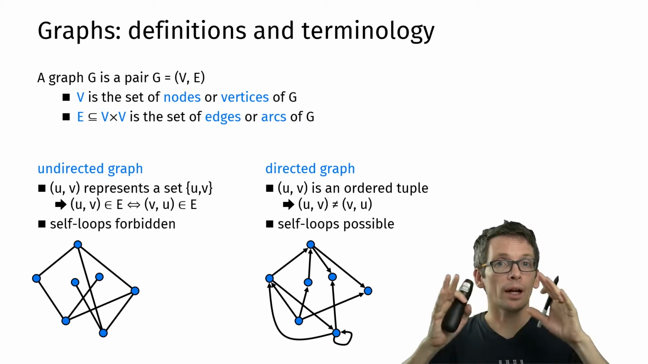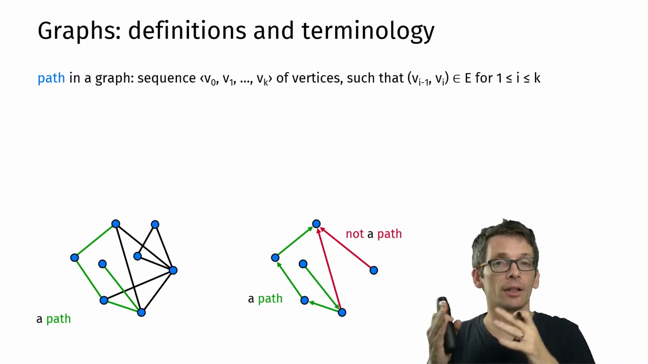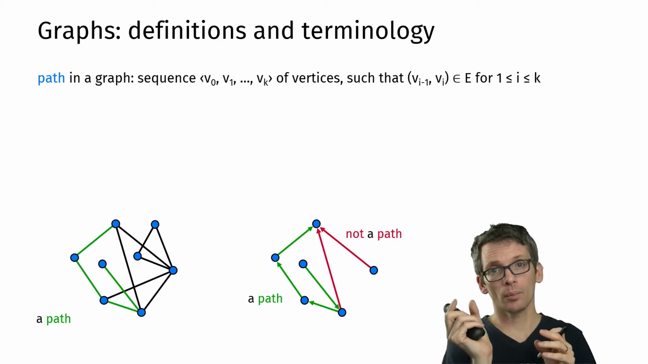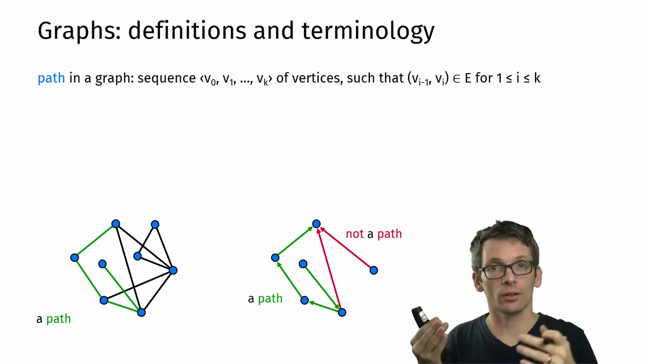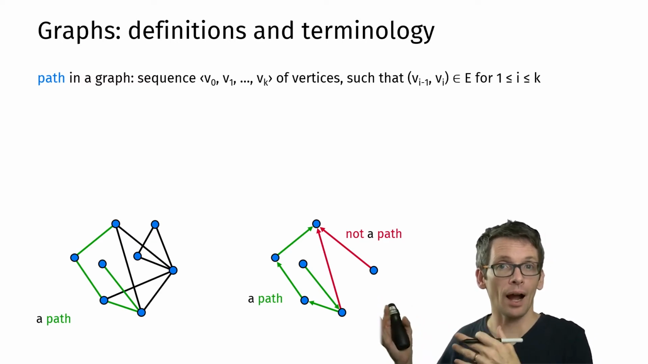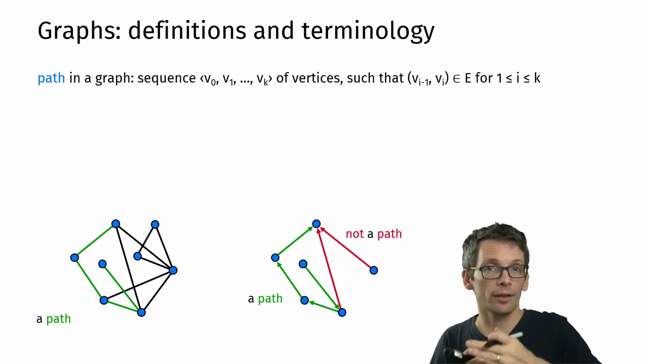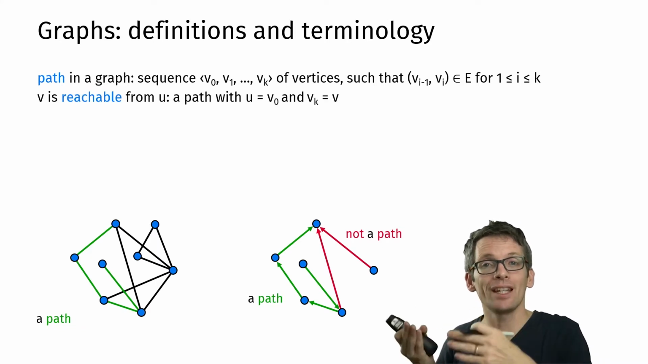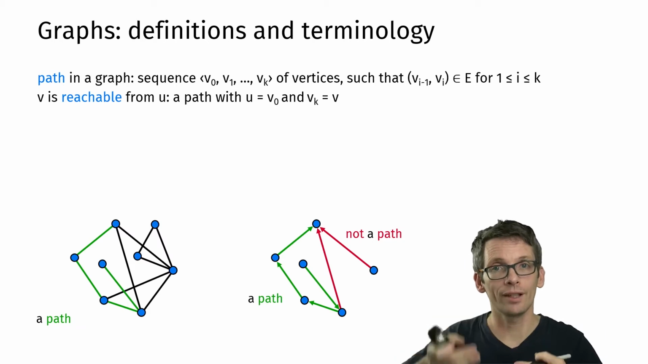And we are interested in shortest paths. So what is a path in a graph? A path is a sequence of vertices such that between consecutive vertices I have an edge. So here you see examples of paths, and if I'm in the setting of a directed graph, then I also have to have the edges in the right direction. And a vertex V is reachable from U if there's a path from U to V.